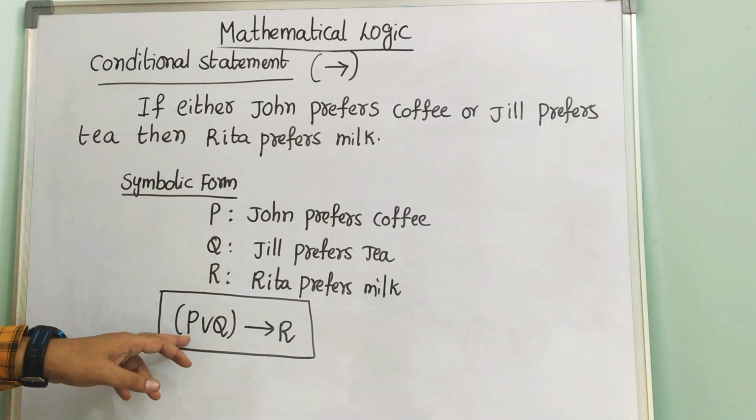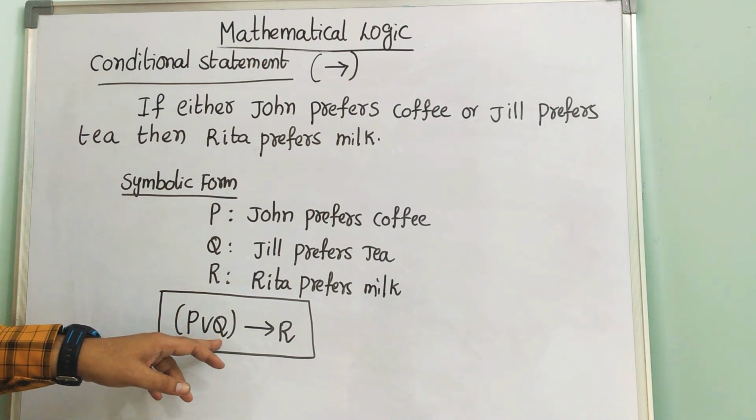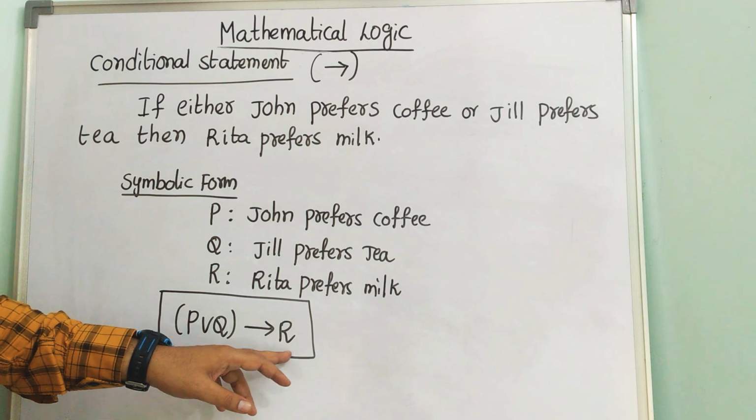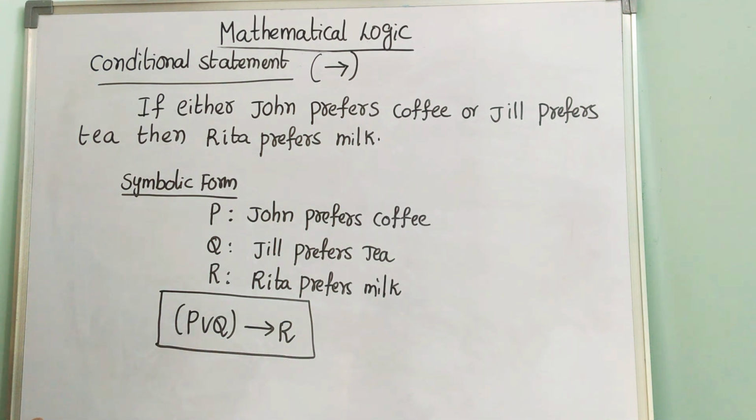If either John prefers coffee or Jill prefers tea, then Rita prefers milk. Okay, so this is how we can convert the given statement into symbolic form.